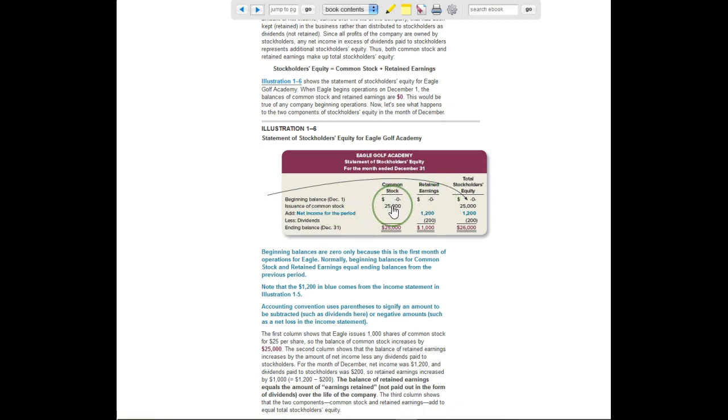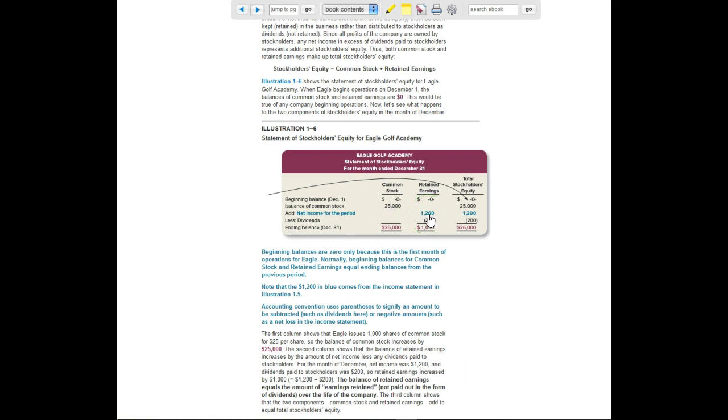We sold stock as part of the stockholders' equity. You might wonder, well, didn't we borrow money from the bank? We raised $10,000. Yes, that's a liability. We're going to see that in the income statement and the balance sheet as a liability. It is not a stockholders' equity account.